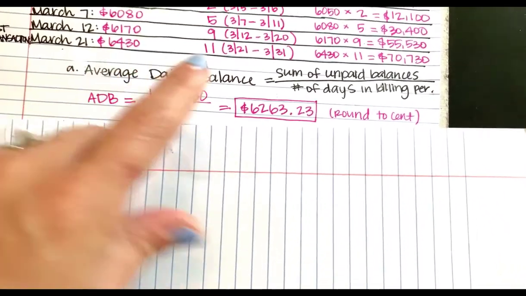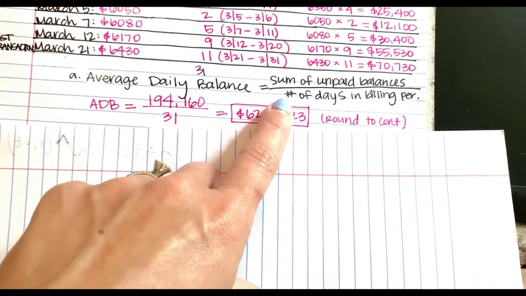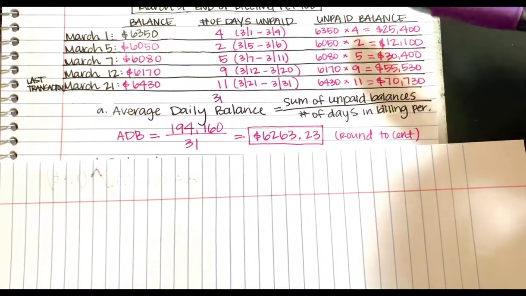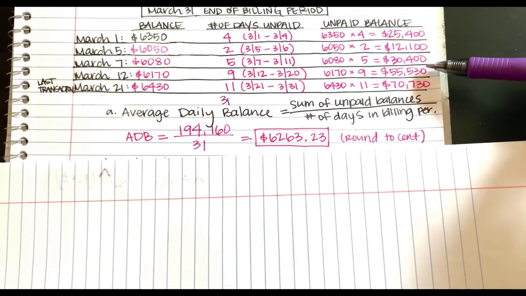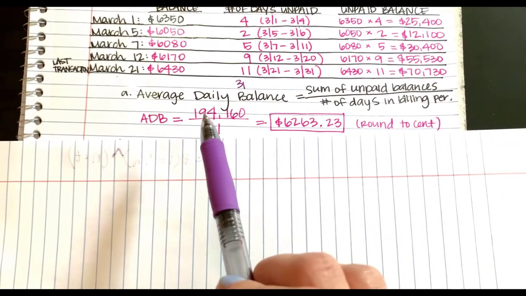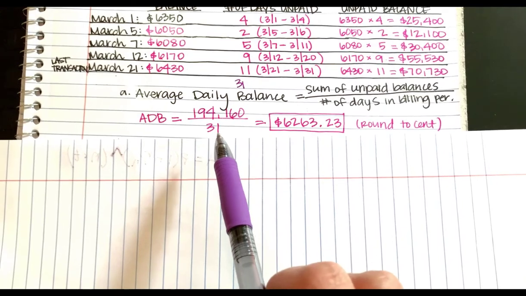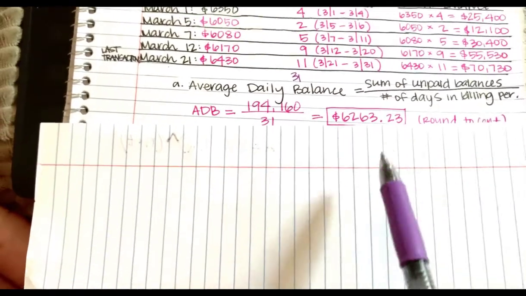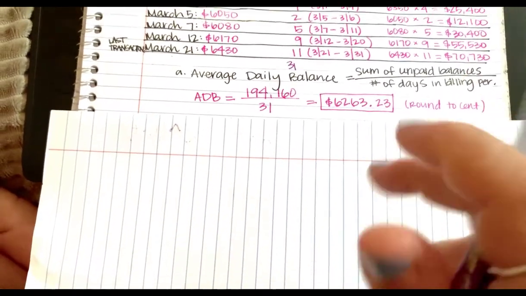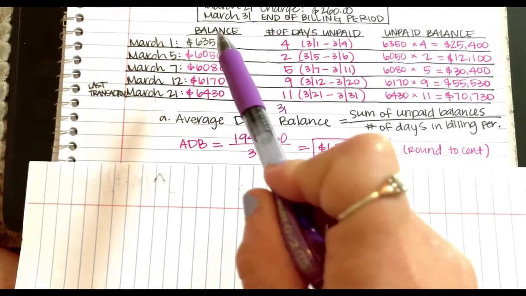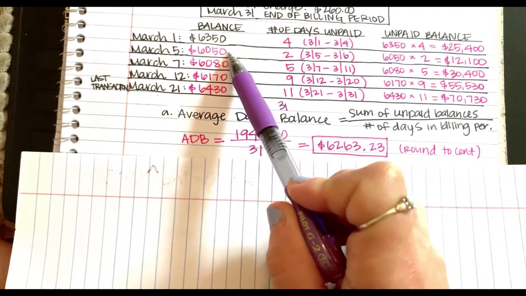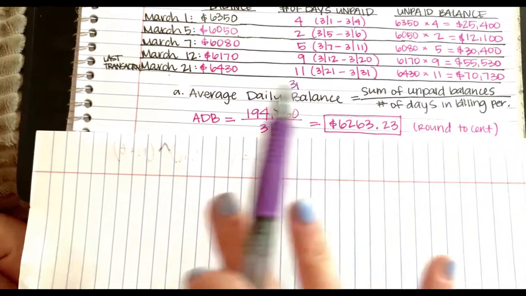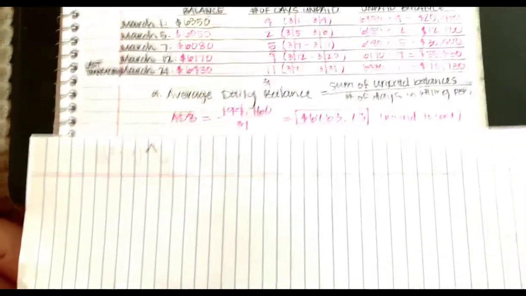So average daily balance, we have to take the sum of the unpaid balances divided by the number of days in the billing period. So we're going to add up all of these values. So the 25,400, the 12,000, the 30,000, all 5 of these add up to 194,160. We divide it by 31 days in the month, and our average daily balance is 62.63. Okay, so this is just like an average of your balance throughout the month because it fluctuates. Our lowest amount is 6,000. Our highest amount is 6,400. This is in between those two numbers, so it's an average of our balance every day.